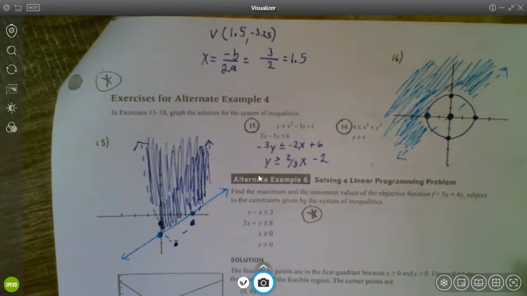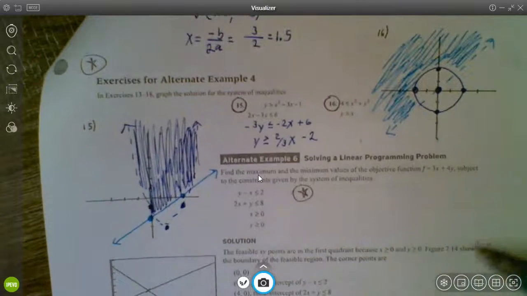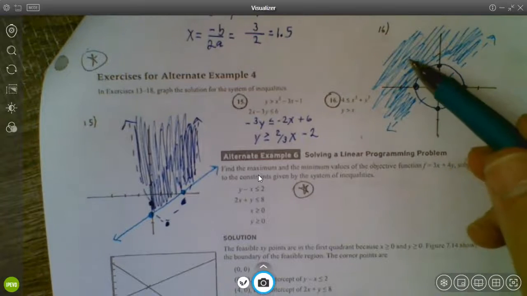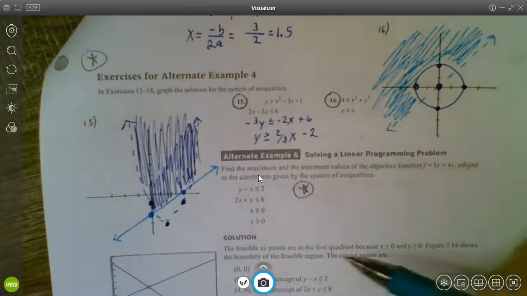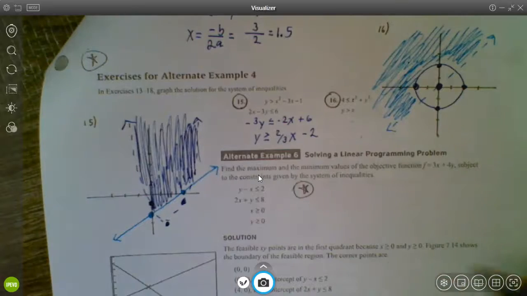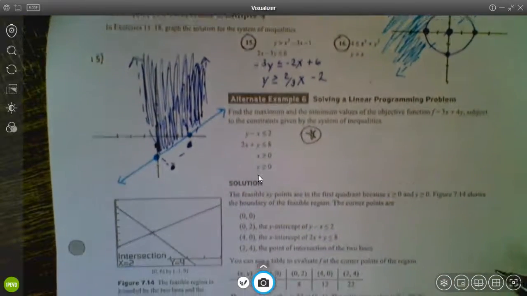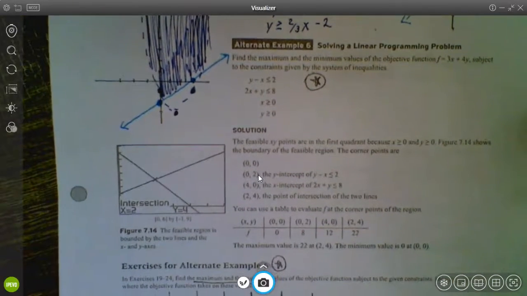All right. And again, if you ever wanted to test it to see if you did that right, pick a point within the shaded area, plug it into both equations, and it should make a true statement for both equations. So let me move down to this guy.